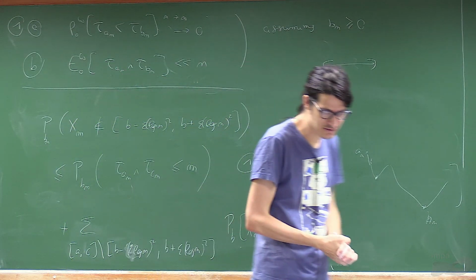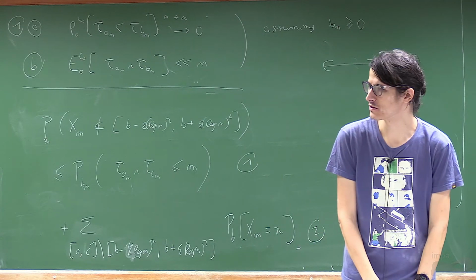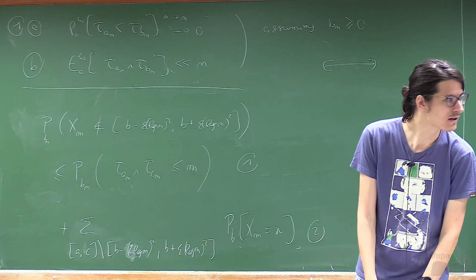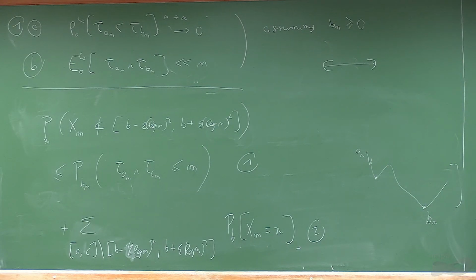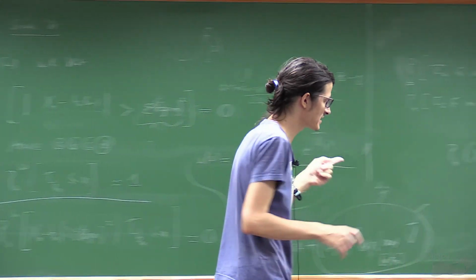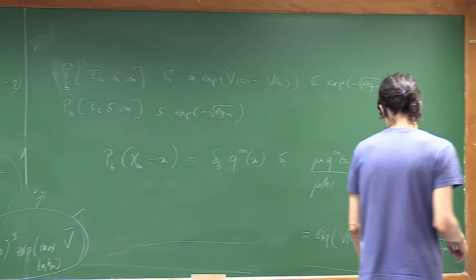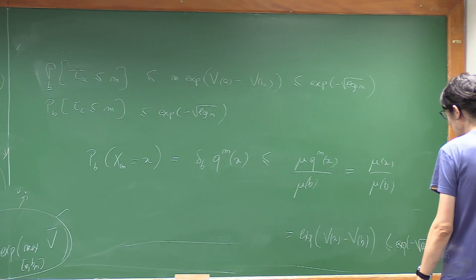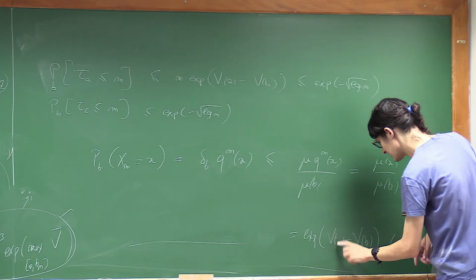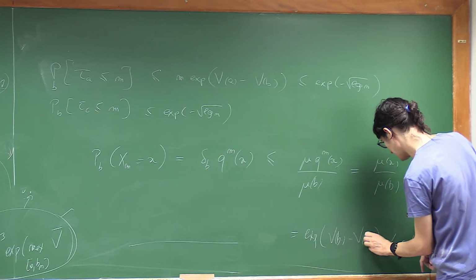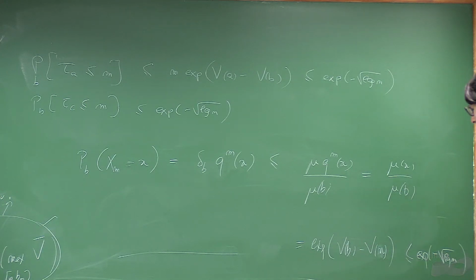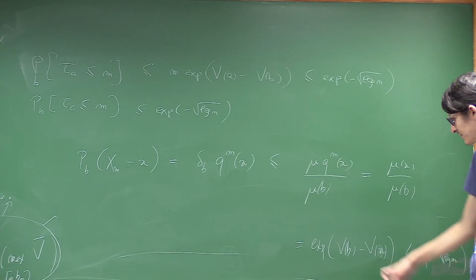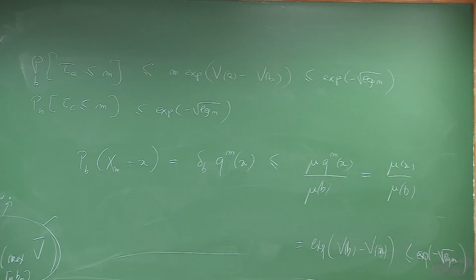Okay, so we're even on time. Any questions? Just a very silly question. Mu is the stationary measure for the environment? Yeah. Mu of x is just the exponential of minus V. And V_B is the lowest V, so this is good.